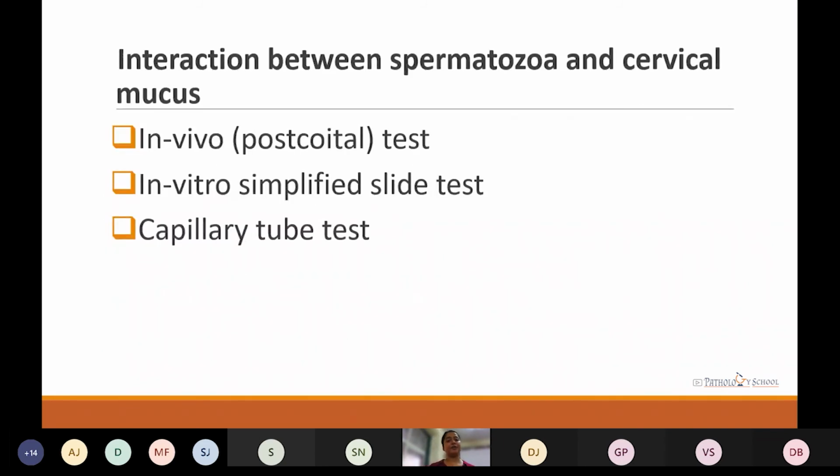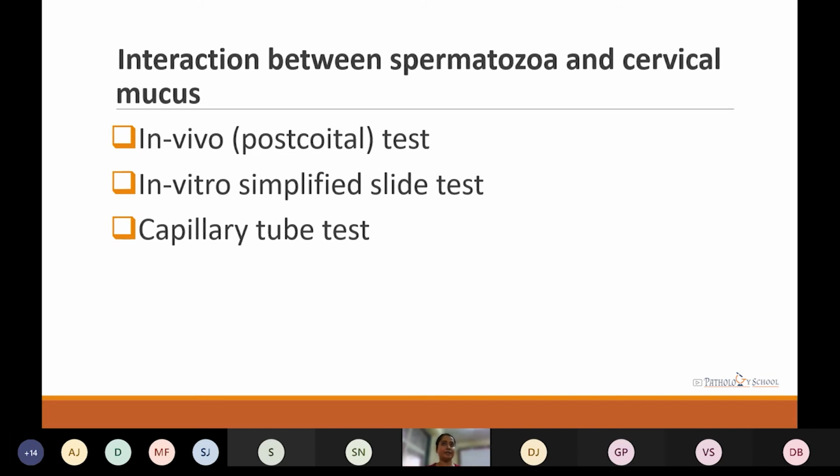Then we have interaction between the spermatozoa and cervical mucus. Basically, these are sperm function tests. Number one is the postcoital test, which is the in vivo test. Then we have the in vitro simplified slide test, and then the capillary tube test. In the postcoital test, we aspirate the semen sample and the cervical mucus from the female, and it is done 2 to 12 hours after sexual intercourse, because at that time the cervical mucus is very thin. And then we see the movement of the sperm in that cervical mucus.